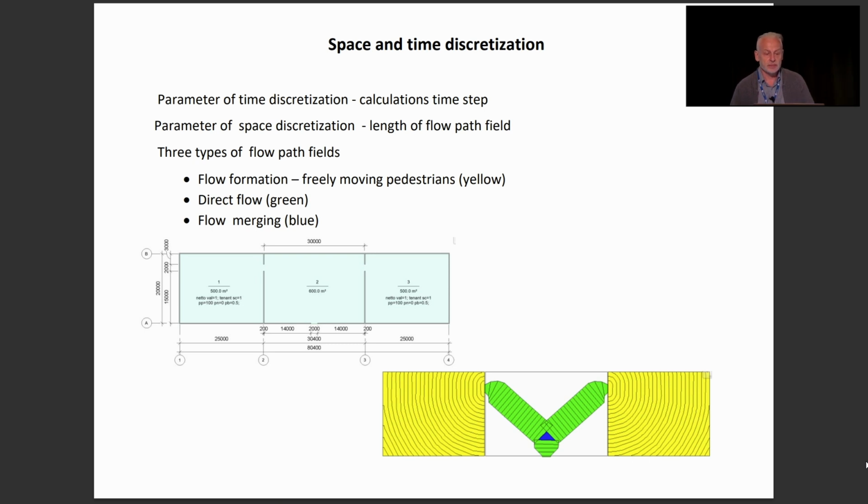The first is the fields where pedestrians are freely moving to the nearest exit from the room, the flow formation fields. It's marked yellow on the slide. The second are flow fields where the flows go directly. They are marked green. And the third is the areas where flows are merging. They are marked blue.